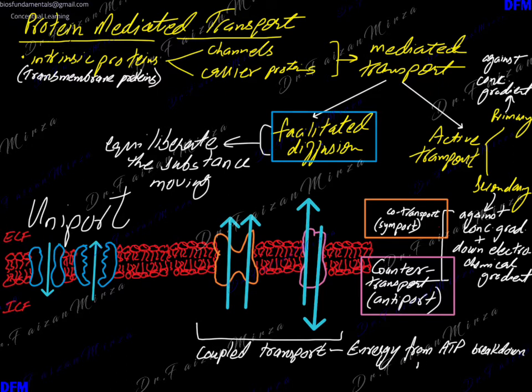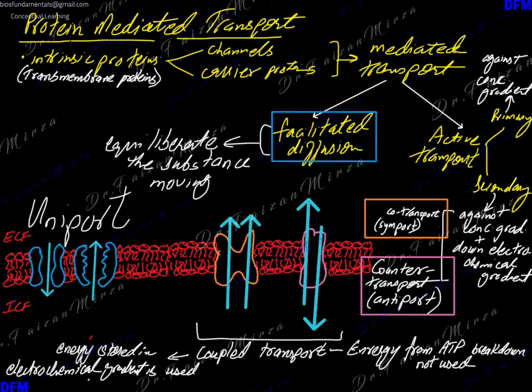What do you mean by coupled transport? Coupled transport means that the movement is coming from the movement of two substances either in the same direction if it's co-transport, or in the opposite direction if it's counter transport, and it is the binding of the substances at the ends of this protein that triggers the coupled transport to occur. If the coupled transport is using energy from the ATP breakdown, then that means that the coupled transport is active transport. And if the coupled transport is not using the energy from ATP breakdown, then it could be secondary active transport.